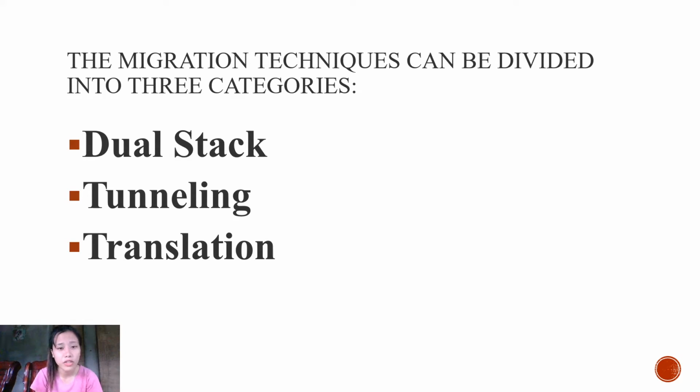So the migration techniques can be divided into three categories, which are dual stack, tunneling, and translation. For the dual stack, a dual stack allows IPv4 and IPv6 to coexist on the same network segment. A dual stack device runs both IPv4 and IPv6 protocol stacks simultaneously.